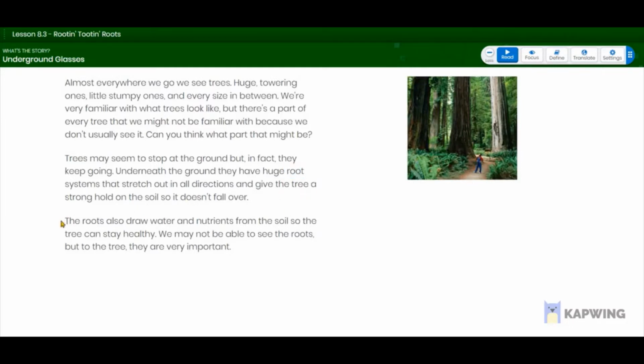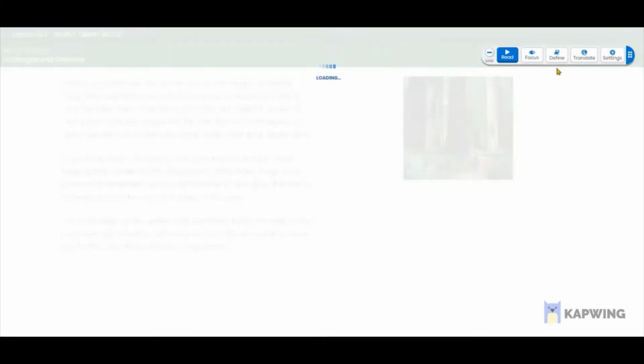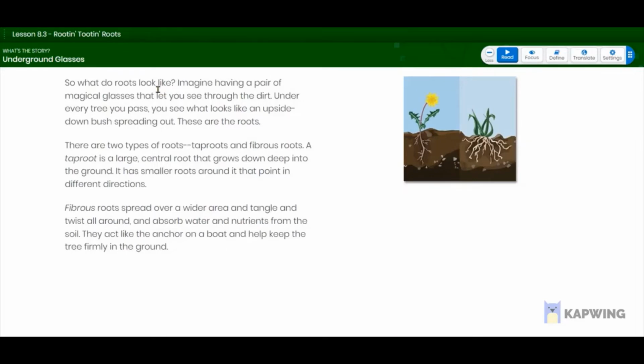The trees also draw water and nutrients from the soil so the tree can stay healthy. So the roots help the plant get water and nutrients, all the good stuff it needs to grow, from the soil so the tree can grow and stay healthy. We may not be able to see the roots all the time, but to the tree they are very important. So what do roots look like?